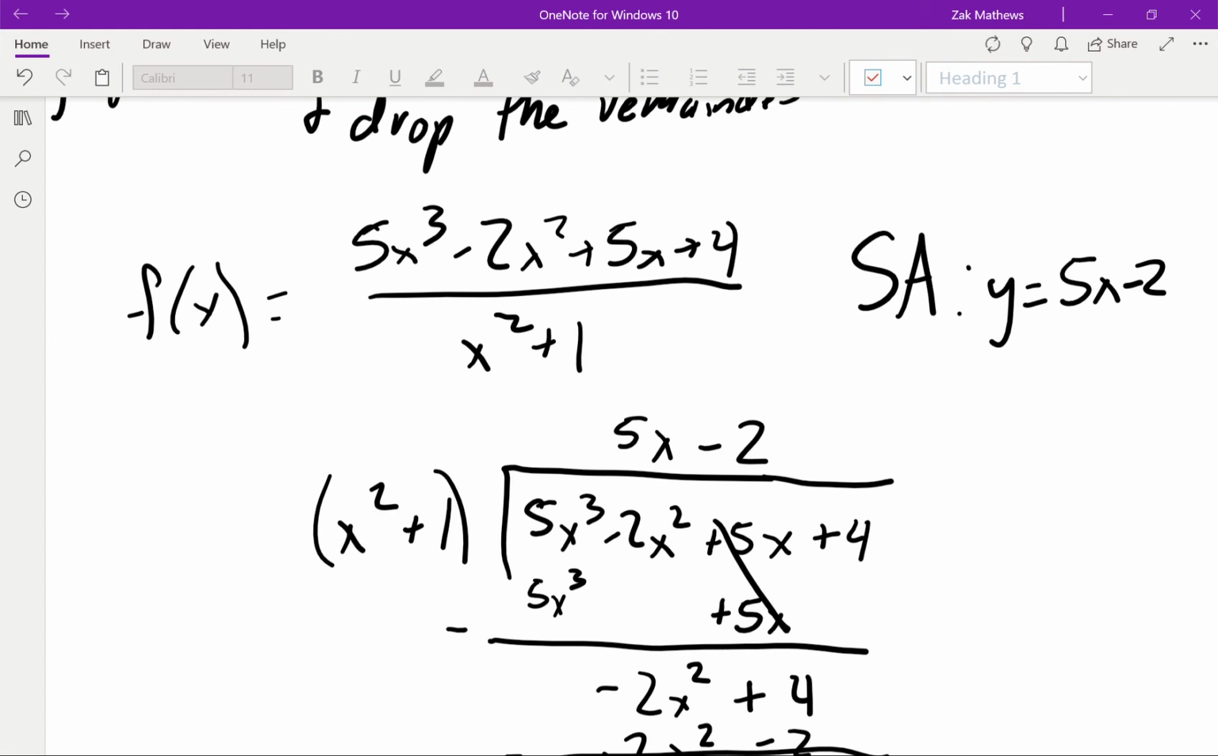In the next video, I'm going to put this all together and actually graph the rational function. So we will be finding x and y intercepts in the next video.